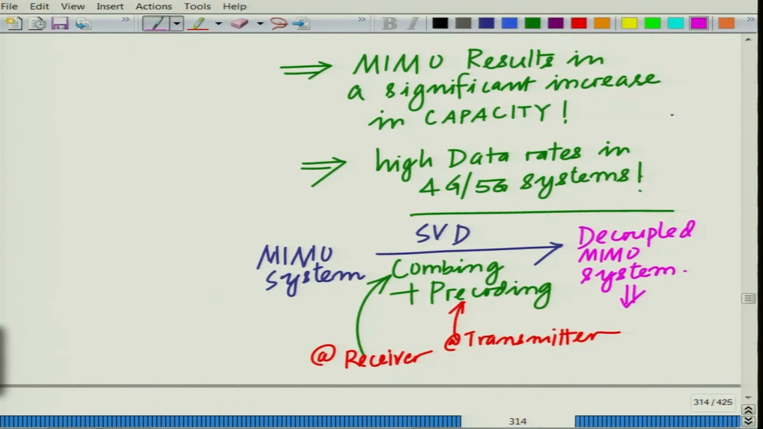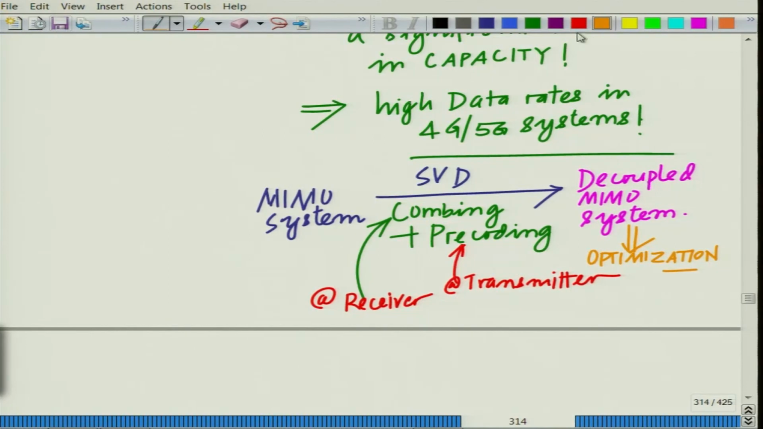And this can now be optimized, as we shall see in the next module. How does this decoupled MIMO system make it easier for optimization, processing, and so on? So, one can use this decoupled MIMO system for optimization. What do we mean by optimization? We can use it for rate maximization, to maximize the transmit rate, which is what we will look at in the subsequent module.